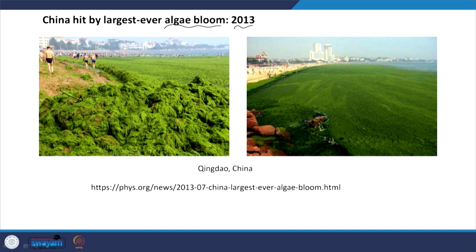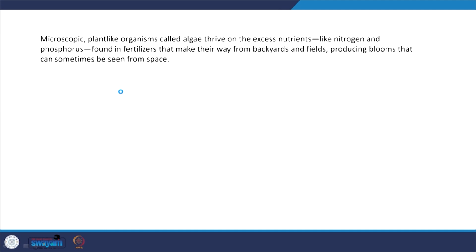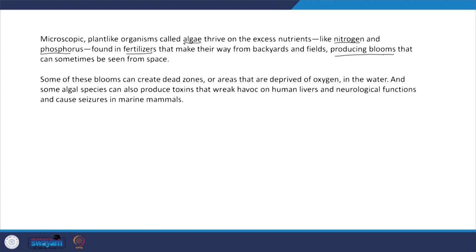Though in this picture it seems like some people are having fun, I am sure at the end of the day some people might have observed remarkable adverse effects, because we will come back to that. So, microscopic plant-like organisms, algae, photosynthesis again, thrive on excess nutrients, as I mentioned, nitrogen and phosphorus. Where are they found? They are found in fertilizers and also in our wastewaters, and they make their way from backyards, fields or septic tanks, and they lead to algal blooms that can sometimes be seen from space. We will look at that.